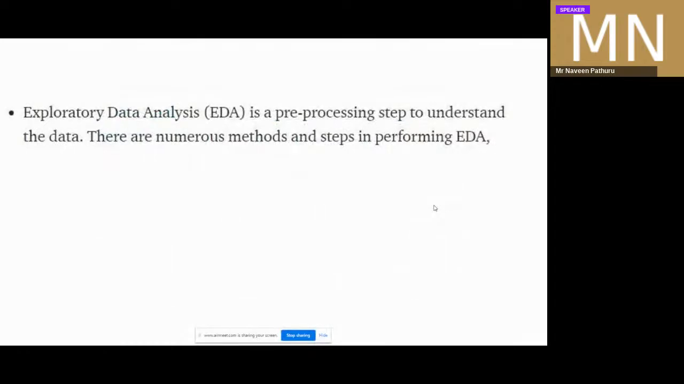Okay, so we'll do a little bit of exploratory data analysis. It is nothing but the data preparation, data wrangling. All these steps are part of the exploratory data analysis. Today we will try to look back at the heart data set that we referred to in the previous session, and we'll try to do a little bit of visualizations also, guys. Okay, so EDA is a pre-processing step to understand the data. There are numerous methods and steps in performing EDA, but we'll look at some of them, guys.